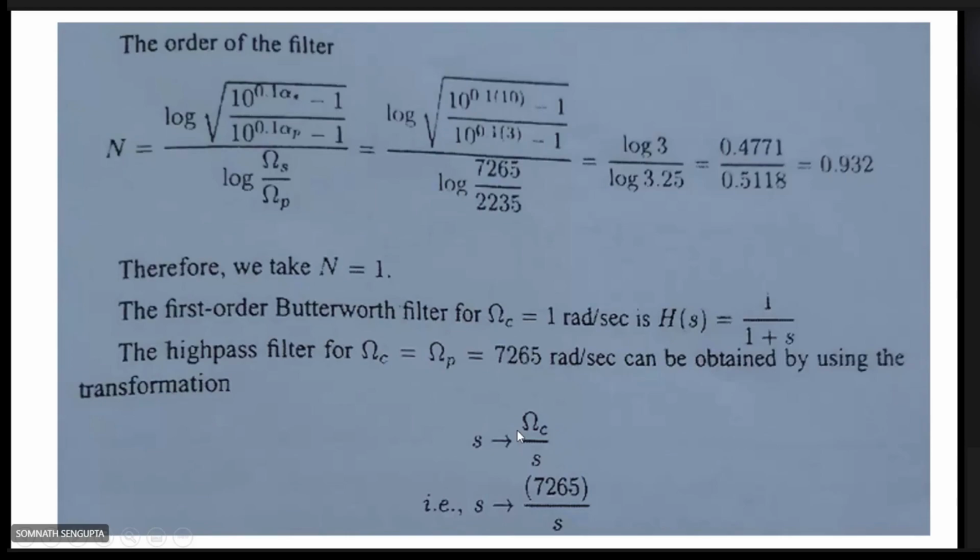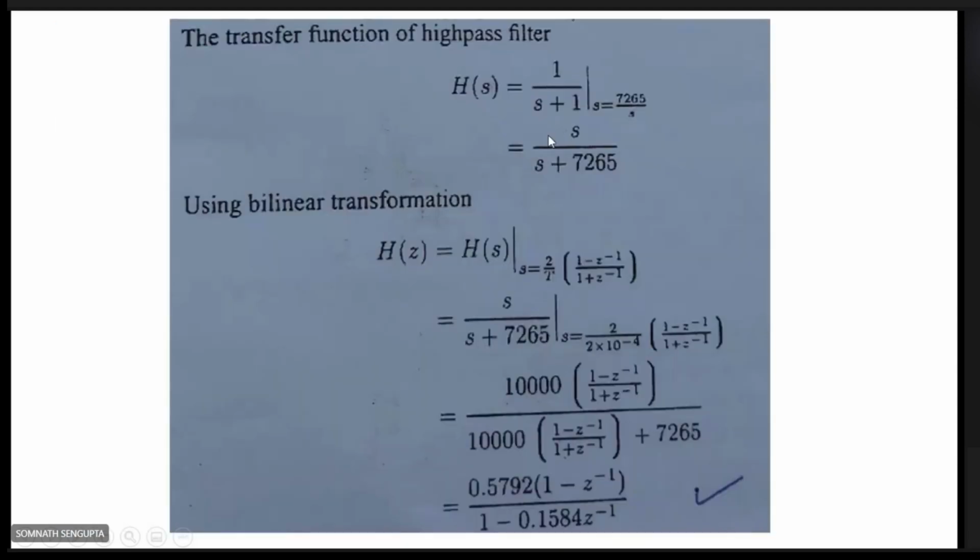Then the order of the filter he has initially calculated is 0.9, so the next value is 1. Accordingly, it is a first order Butterworth filter, and with this it is normalized. So you have to unnormalize it and change to high pass filter. It means omega c by s: s should be replaced by this value, 7265 divided by s. Then you change the variable s with this.